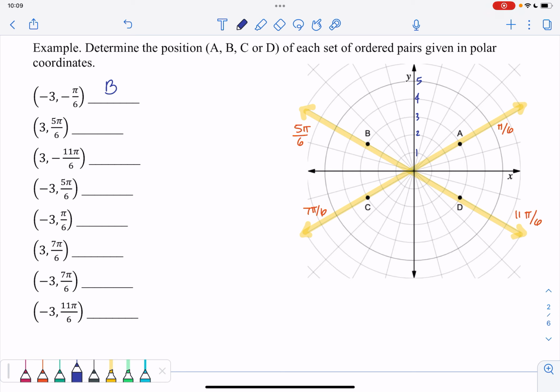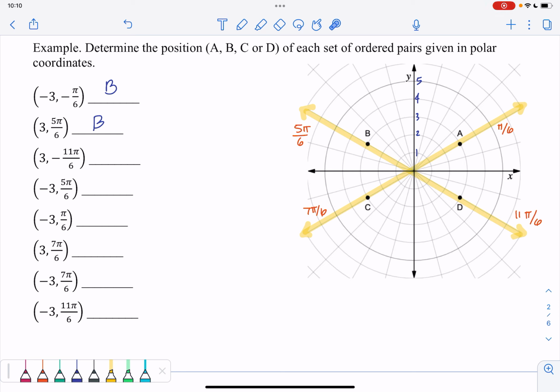Let's try the next one, 3, 5 pi over 6. I'm going to go to 5 pi over 6, which is where B lives, and it says just go out 3 regular units. So 1, 2, 3, and I land at B. So this is another B. What I notice is that these first 2 points, -3, pi over 6 and 3, 5 pi over 6, have different coordinates, but they both tell me to go to point B. So there's a little bit of redundancy in that more than one set of ordered pairs can correspond to the same point.